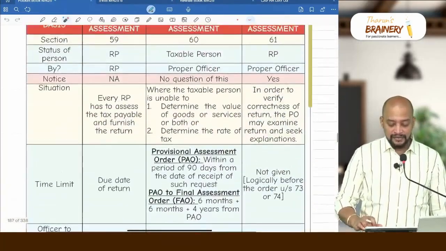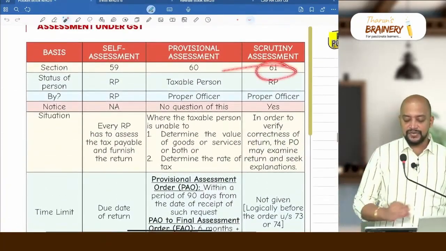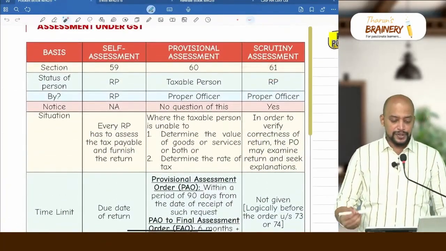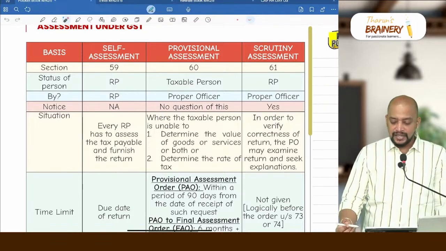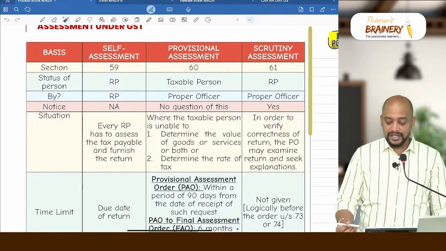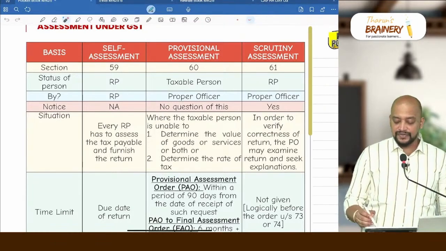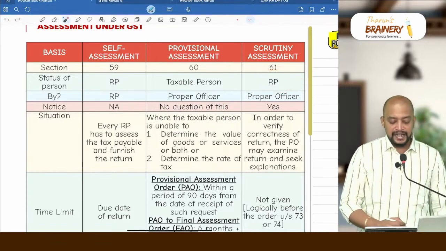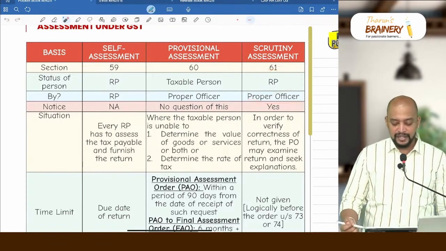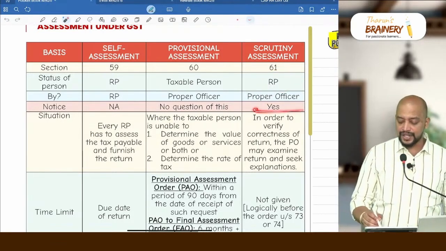Then next we have scrutiny assessment. Section 61, what will happen? Scrutiny assessment. As per section 61, in scrutiny assessment, the status of the person is a registered person, it will be by the proper officer, and a notice will be given.